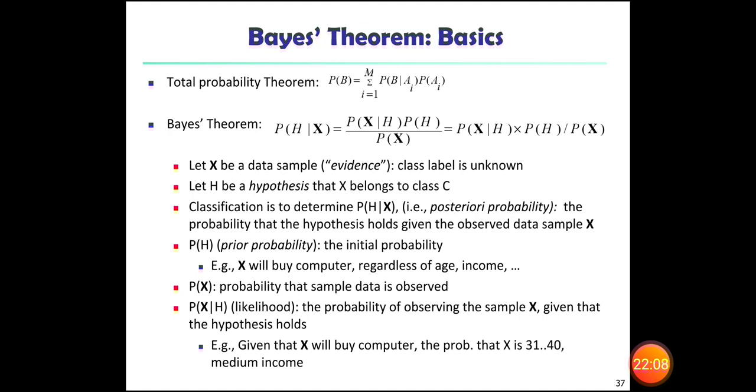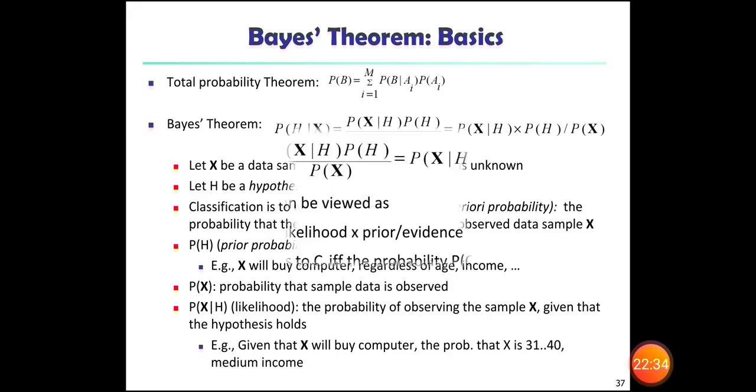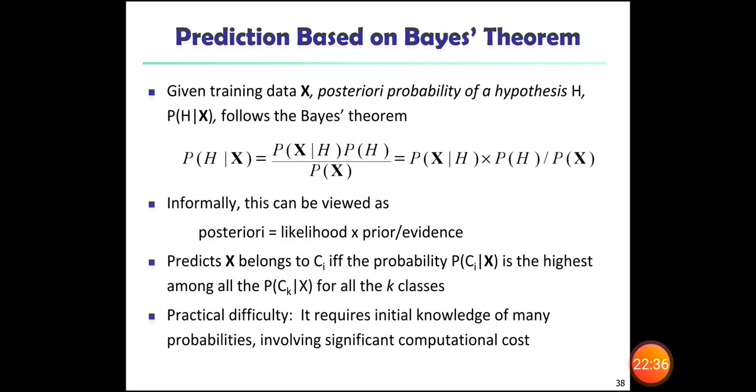For example, given that X buys a computer, the probability that X is in the range 31 to 40 and has medium income. So with respect to some attribute values like age and income, we will be able to know the status of buys computer. So it is a prediction based on Bayes theorem.